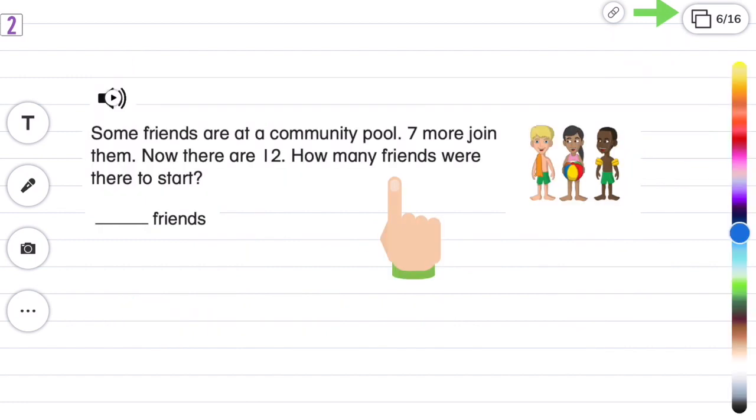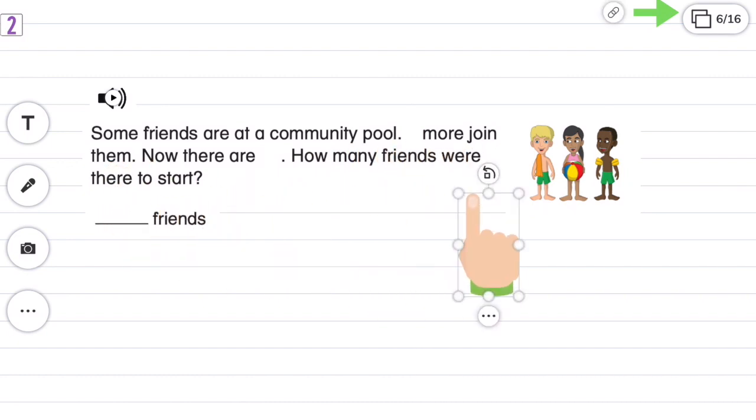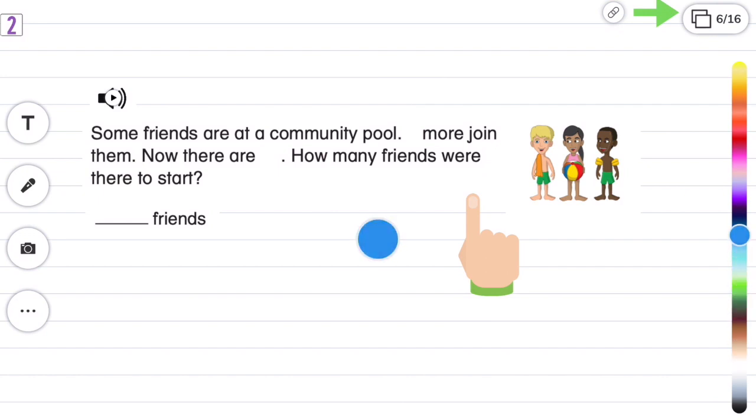And let's look at this one. So same thing, I'm going to find white for my pen. And I'm going to just white out the numbers so that I can look at what the problem says and go from there. Okay, now let's see. Some friends are at a community pool. So some are there, but it doesn't tell us how many. Blank more join them.